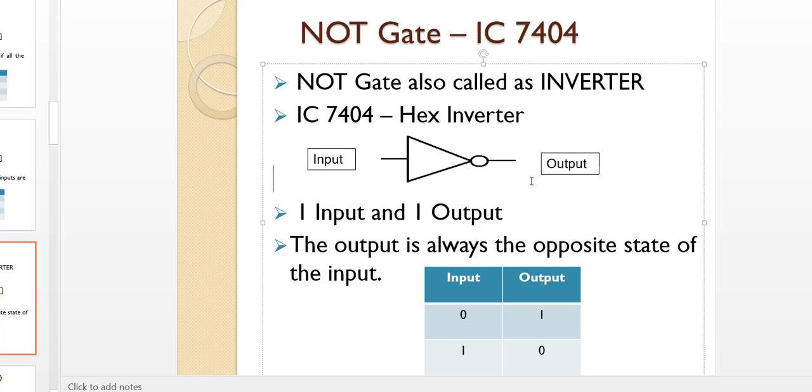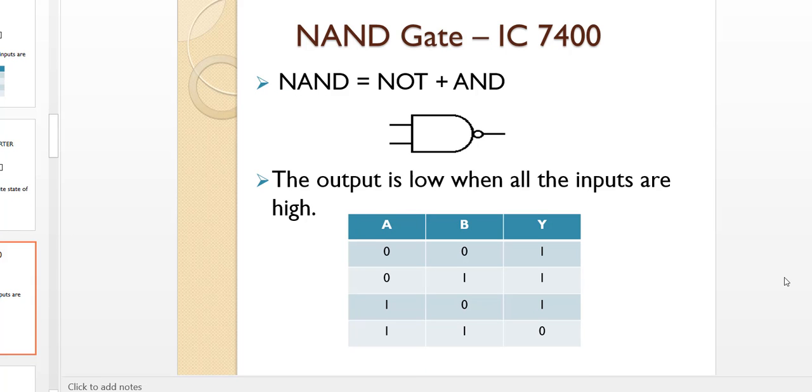This is the symbol for the NOT gate. Please mark the bubble. 1 input, 1 output. It gives the inverted output. Inverted output means opposite output. It will produce the opposite form of the output. Yes, very simple. Let's see the next, that is the universal gate.